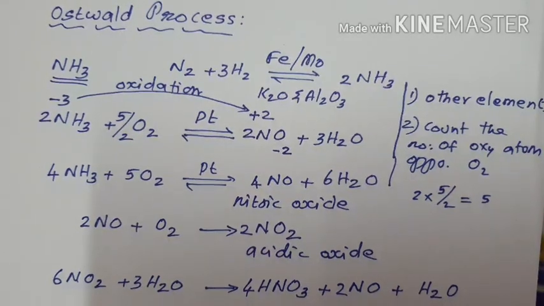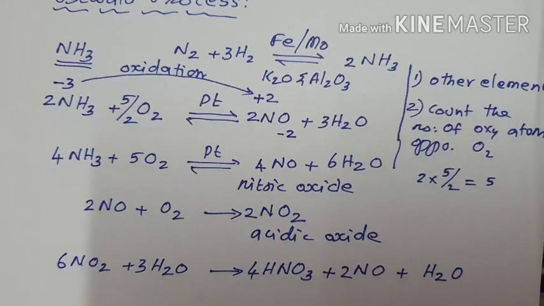So this is the method of preparation of nitric acid by the Ostwald process.